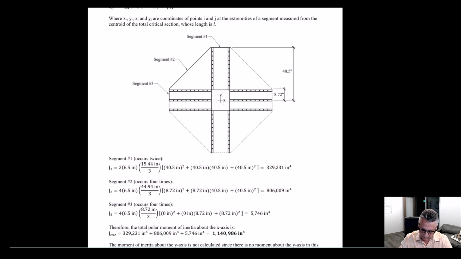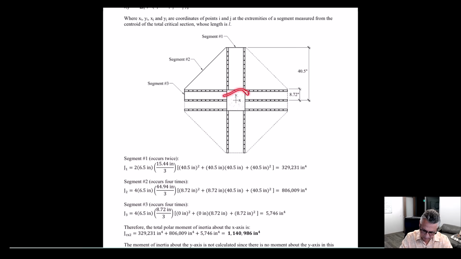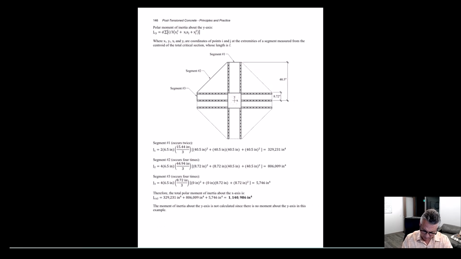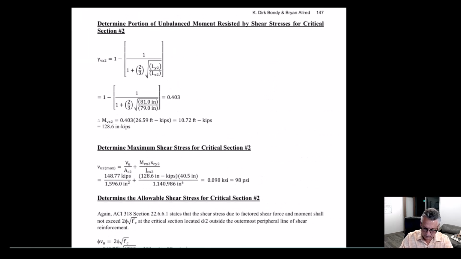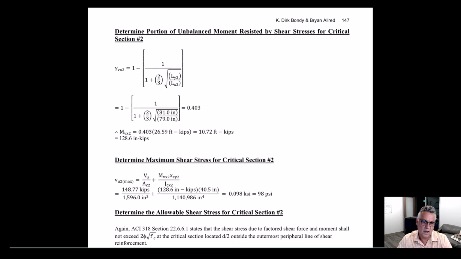Now, if I had moment around the other axis, I would calculate the moment of inertia going this way. But for this example, we're only looking at this being the direction of analysis and this being the only one that has unbalanced moment on it. So just like we did before, we have to determine what portion of that unbalanced moment in that direction is required to be resisted by shear. So it's the same equation, we just have different shear planes now. But now this is Ly2 over Lx2.